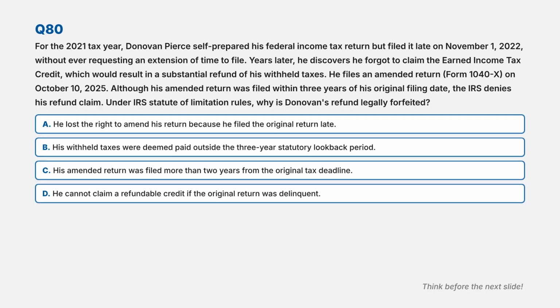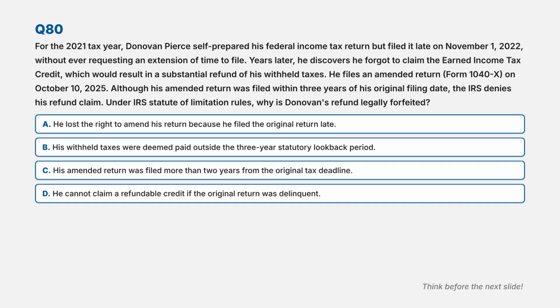He files an amended return, Form 1040X, on October 10th, 2025. Although his amended return was filed within 3 years of his original filing date, the IRS denies his refund claim. Under IRS Statute of Limitation rules, why is Donovan's refund legally forfeited?